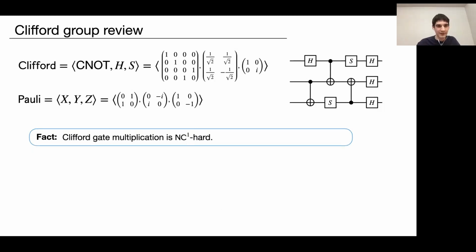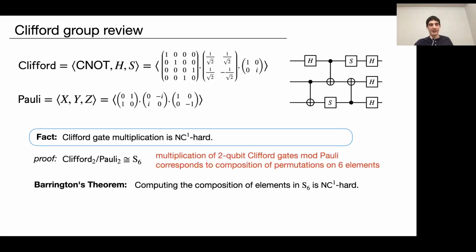So let's go back to this fact now about Clifford gate multiplication. I said that it was NC1 hard. How might you go about proving something like this? You can look at the Clifford group on 2 qubits, and you can mod out by the Pauli group on 2 elements. And we saw before that the Pauli group is normal in the Clifford group, so this quotient group is a legitimate quotient group. And not only is it legitimate, it's actually isomorphic to S6. So what that means is that we can view the multiplication of 2-qubit Clifford gates, mod Paulis, as the composition of permutations on 6 elements.